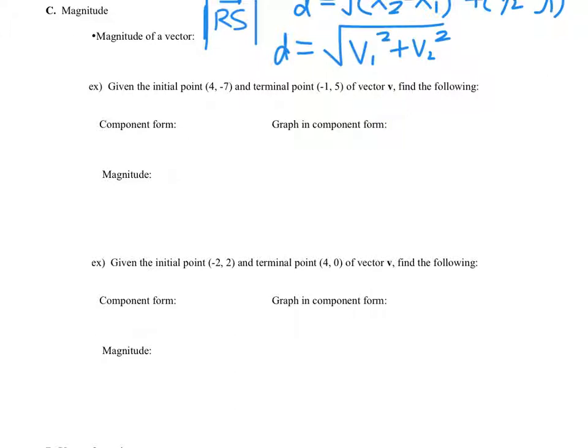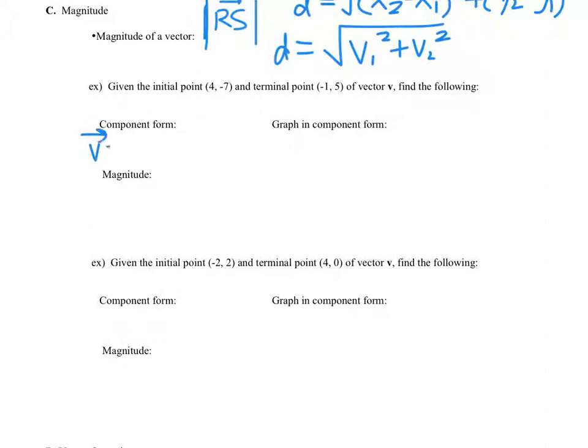Okay, so here we go. Example. Given the point that has initial point 4, -7 and terminal point -1, 5 of vector v, find the following. We're going to find its component form. We're going to find its magnitude, its length, or its distance, and then we're going to graph it in component form. So first step, find the component form for vector v.